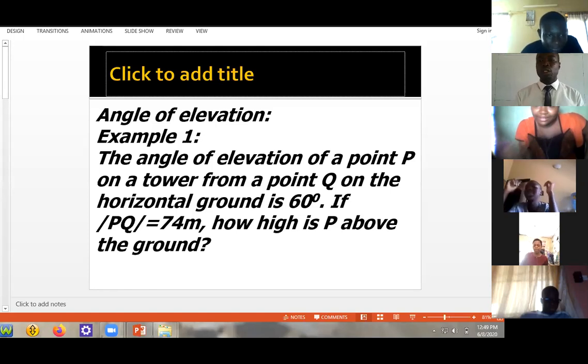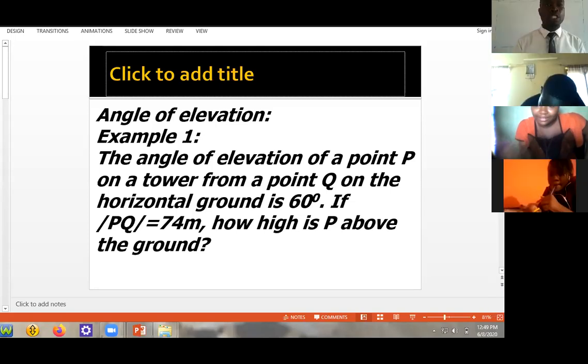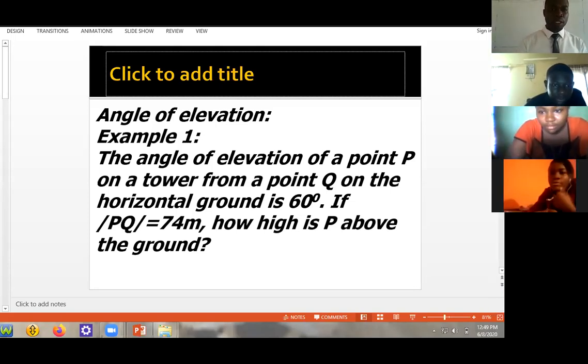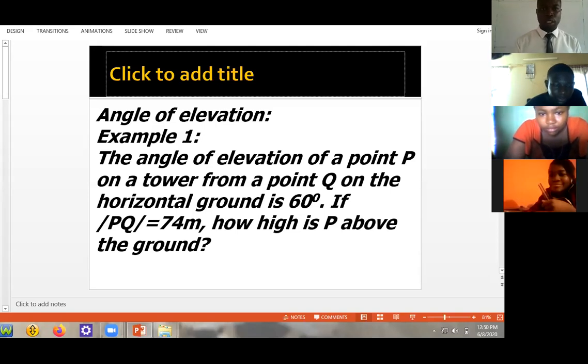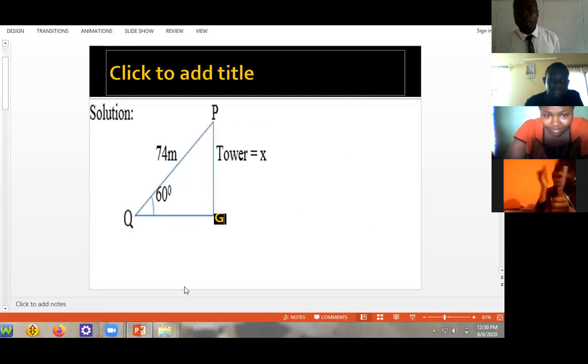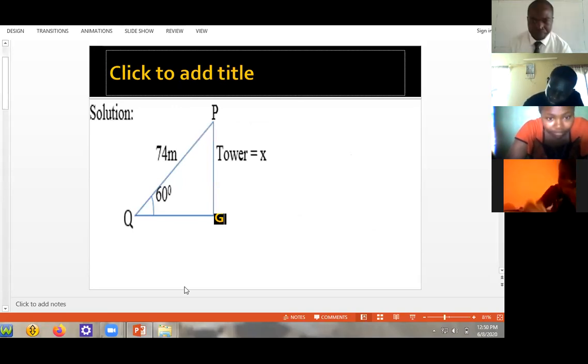So please, if you have done that, compare your sketching with mine. Can you see mine? No, sir. You will see it. Are you sure your sketching is correct? Can you see there? The tower is GP.